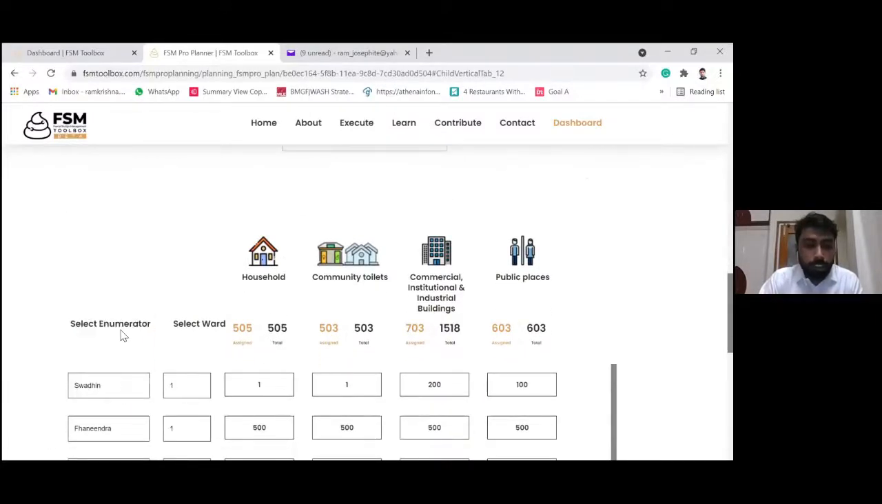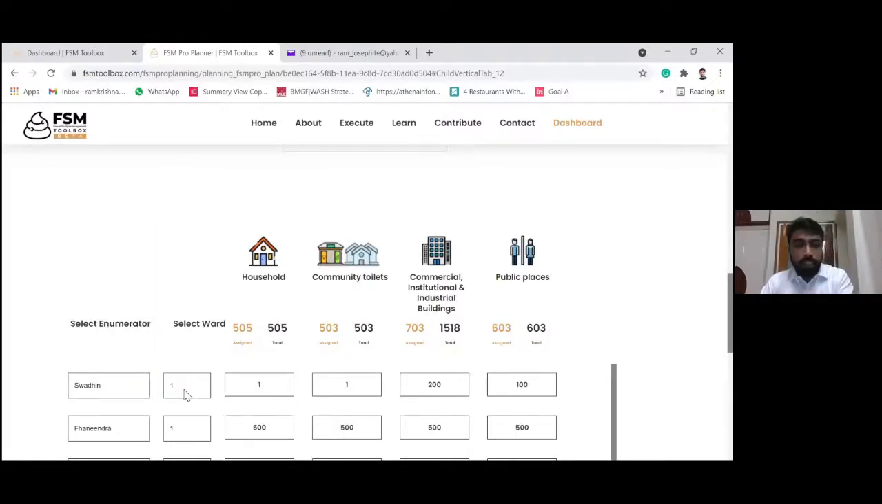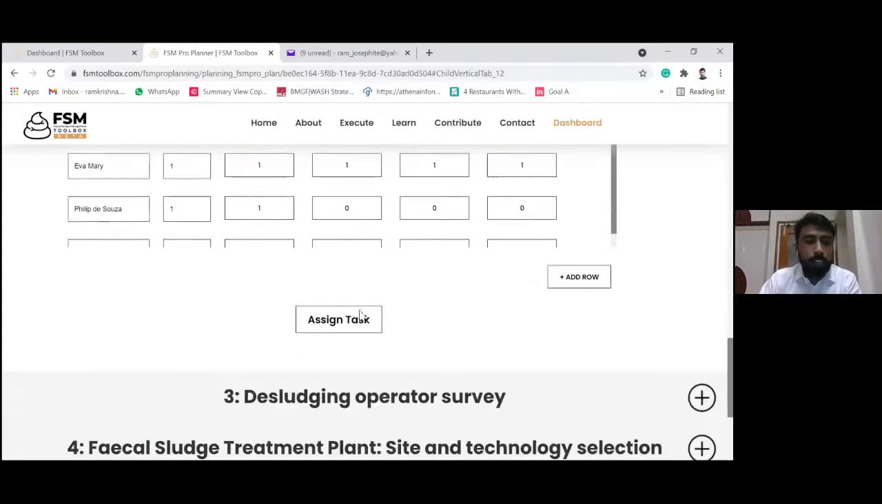So you can click on here. This is the select enumerator. All of the enumerators who have opted to go out to the field and collect data for you, their names will appear over here, and you can select the names from this drop down. You can select the ward that you want to assign for that particular enumerator, and then assign how many surveys they need to collect across the different categories, whether it's household, community toilets, non-residential, or public places. These things are very much contextual. As I was mentioning in the first slide, if you want to plan only for your households, you can choose that. Then your community toilets will be deactivated, so you will not be asked again to enter data for community toilets over here. And you can assign tasks.